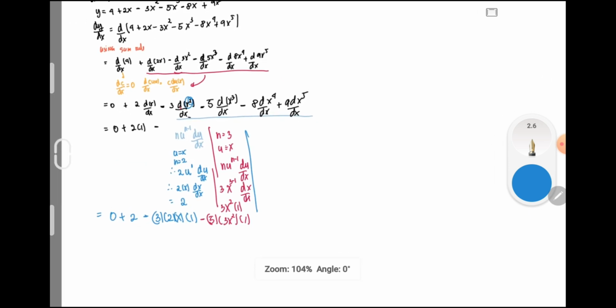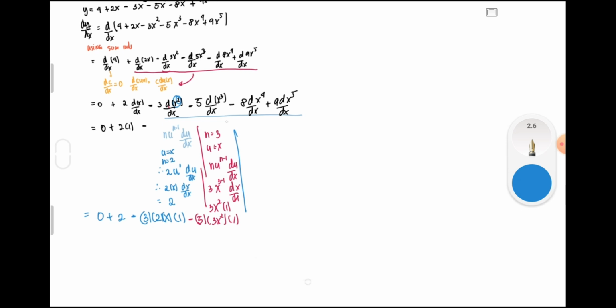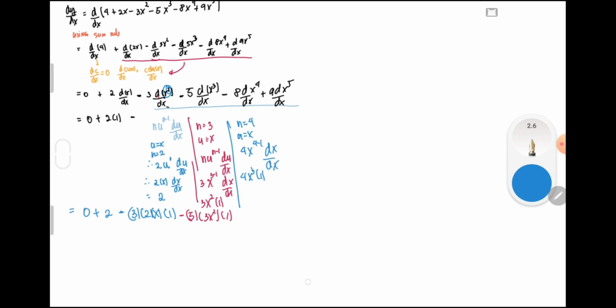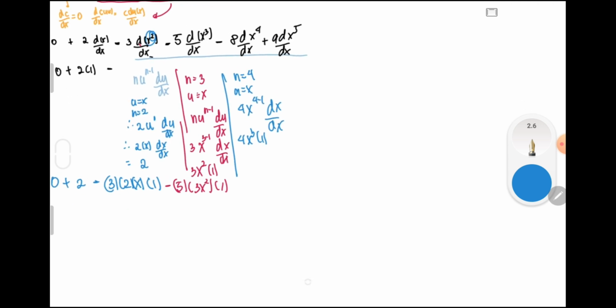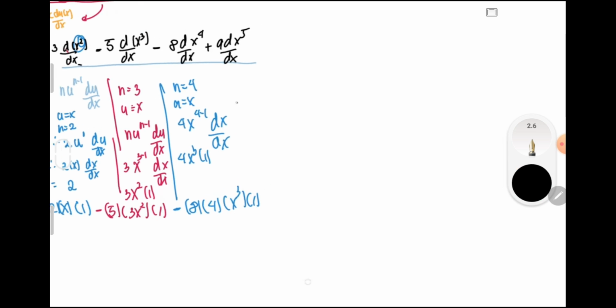So we'll demonstrate it using our power rule, wherein we have n is equal to 4. Ayan. So u is equal to x. So therefore 4x raised to 4 minus 1 dx with respect to dx will have a value of 4x cubed multiplied by 1. So from that we'll have a value equal to negative 8 multiplied by 4 multiplied by x cubed multiplied by 1. And finally, our 9x raised to 5.